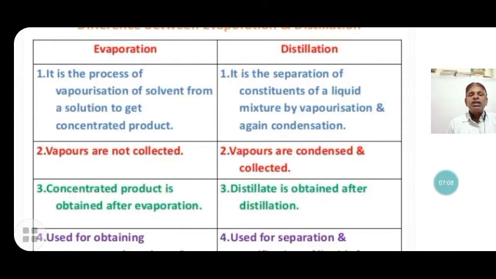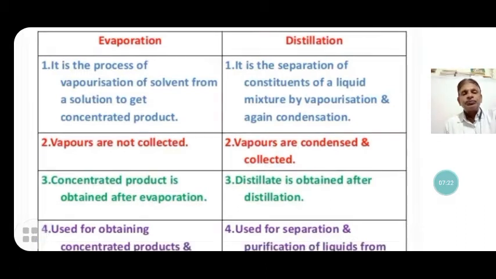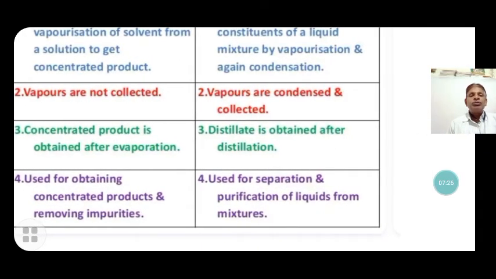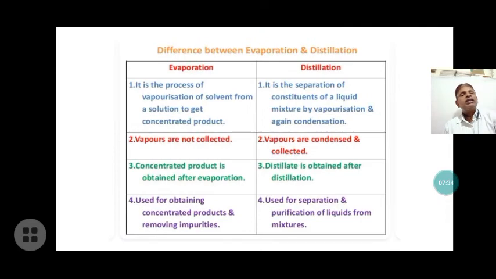A concentrated product is obtained after evaporation. Distillate is obtained after distillation. Evaporation is used for obtaining a concentrated product and removing impurities, while distillation is used for the separation and purification of a liquid from the mixture. Now these are the differences between evaporation and distillation.